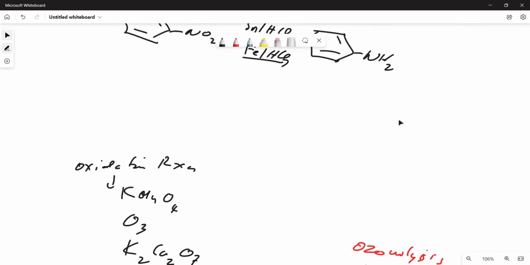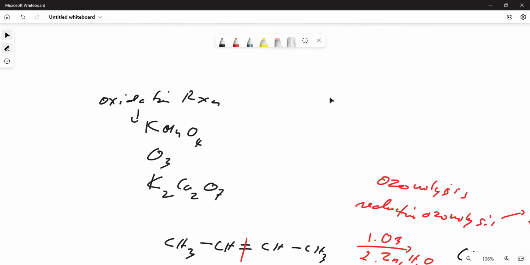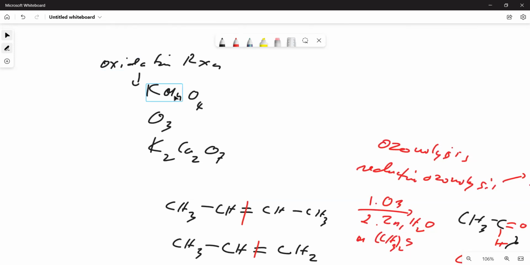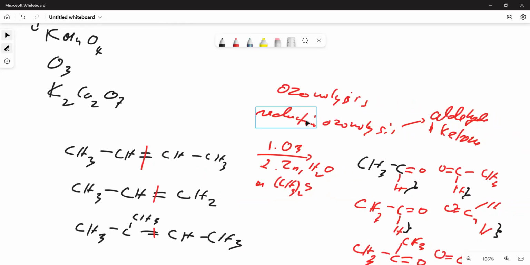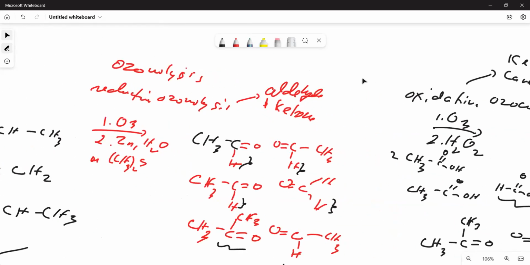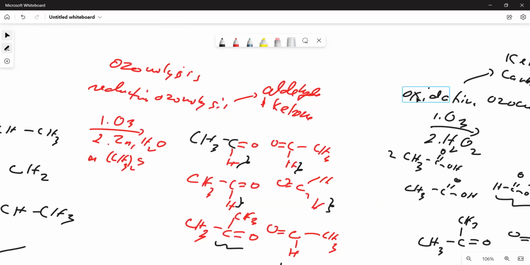Okay. So now let's move on to oxidation reactions. What are the common oxidizing agents in organic reactions? Well, you have potassium permanganate, ozone, and potassium dichromate. If you use ozone in oxidation, you call the process ozonolysis. And there are two types of ozonolysis. You have what you call reductive ozonolysis, and the other one is oxidative ozonolysis. Okay. So what's the difference?